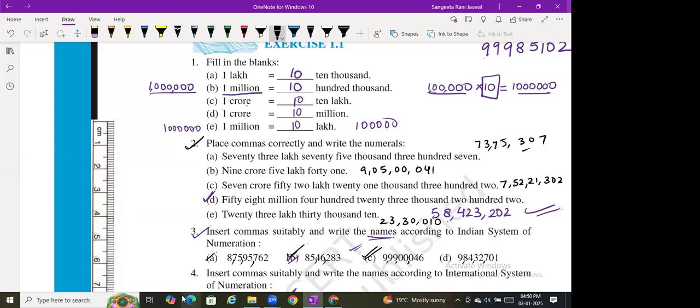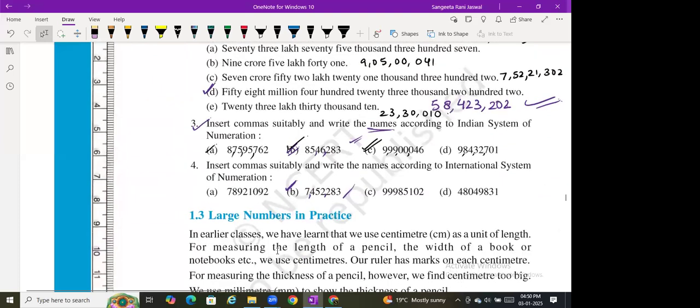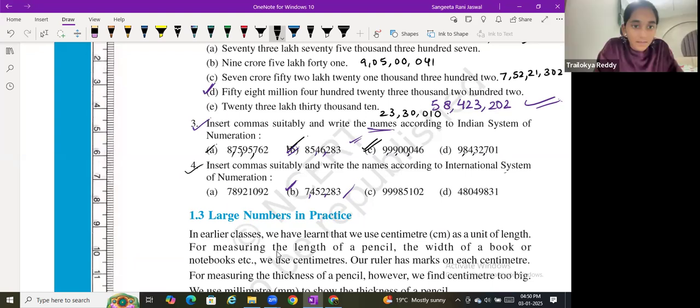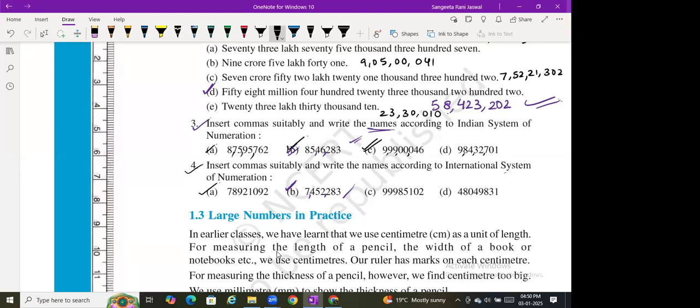Okay, now let's come to the international system. Insert commas suitably. Write the names according to international system of numeration. Okay, so international system, you know that after every 3 digits you have a comma, right? Okay, so let's begin this. Starting with Trilokya. Yes, ma'am. 78,921,092. Good. Let's be fast. Okay. Quickly. These are small exercises. So we'll do it quick, fast.